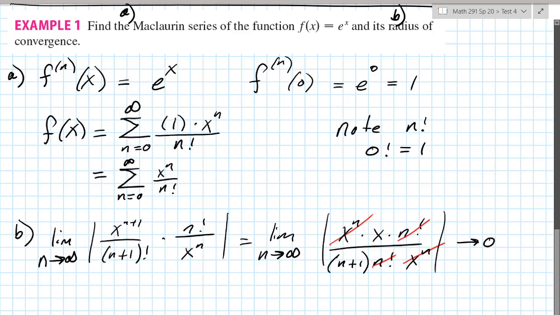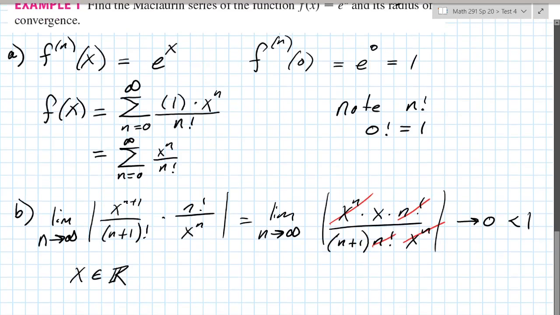What that means for us is x could be all real numbers. Since this limit goes to 0 and that 0 is smaller than 1, this thing converges, or the radius of convergence is infinity.